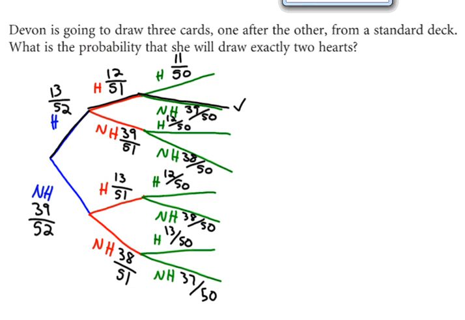We have a heart on the first card, not a heart on the second card, a heart on the third card. That would result in exactly 2 hearts. Then we have not a heart on the first card, a heart on the second card, and a heart on the third card. That would result in 2 hearts. So next we're going to find the probability of each of those pathways by multiplying the probabilities of the branches.